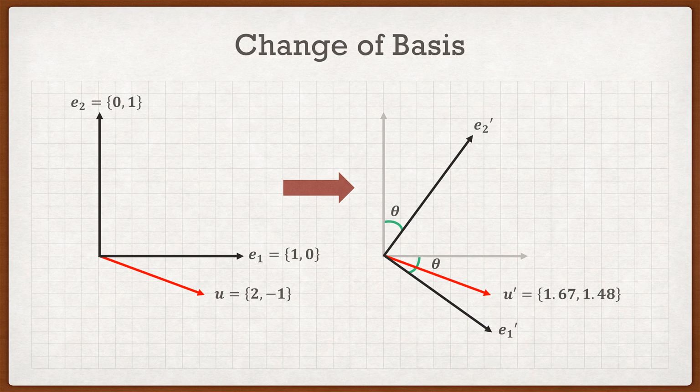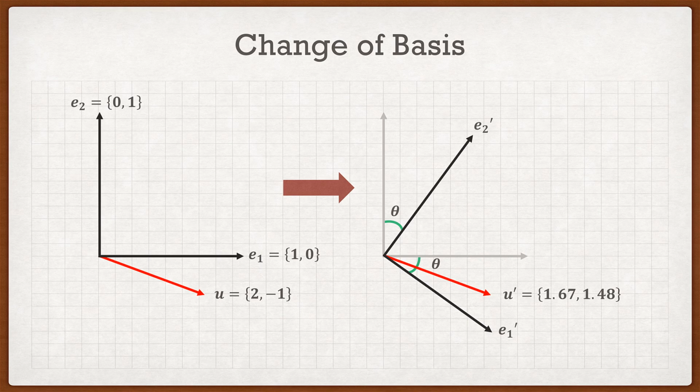Now, the thing to keep in mind here is that vector U does not change. The location of U in these pictures is the exact same. But since we changed E1 and E2, which is basically changing our coordinate system, U now has different numerical values. In this case, 1.67 and 1.48. So this is physically what's happening. If you want to picture it, this is exactly what's happening.